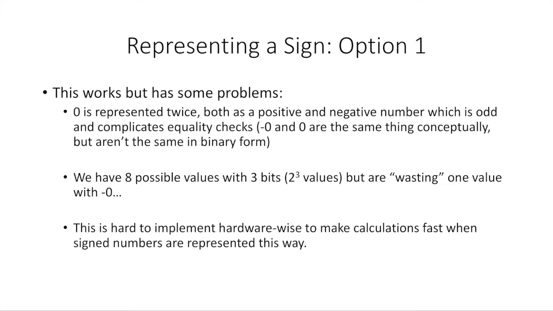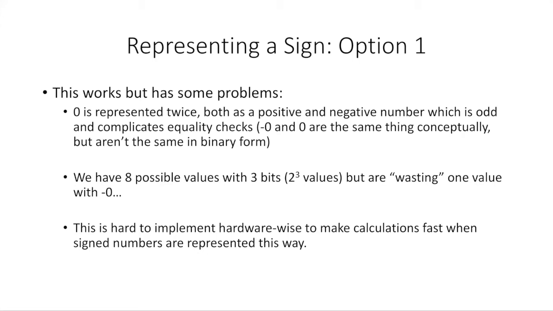Let's take a look at how this option works. It has some problems. For example, 0 is there twice. You saw the 0 and then you saw the negative 0. That's kind of weird, because when we're checking whether two numbers are equal to each other, we now need to know that 0 can be represented with all zeros or with a 1 and then all zeros. So now we need to check for this. You know what I mean? We need to do a special thing for that. So that's not the greatest.